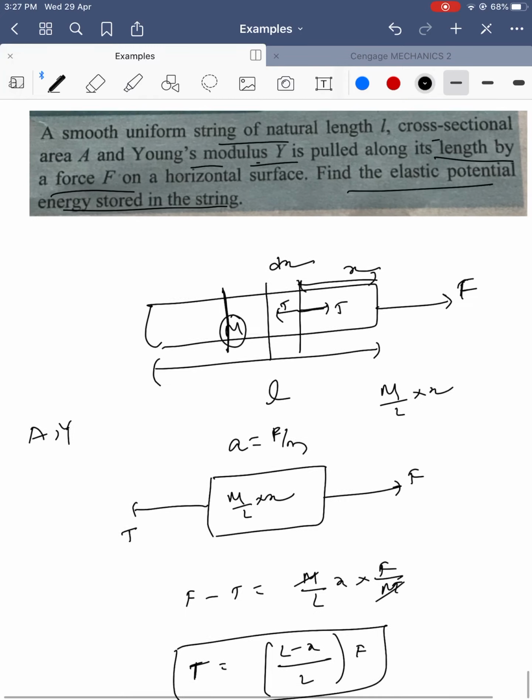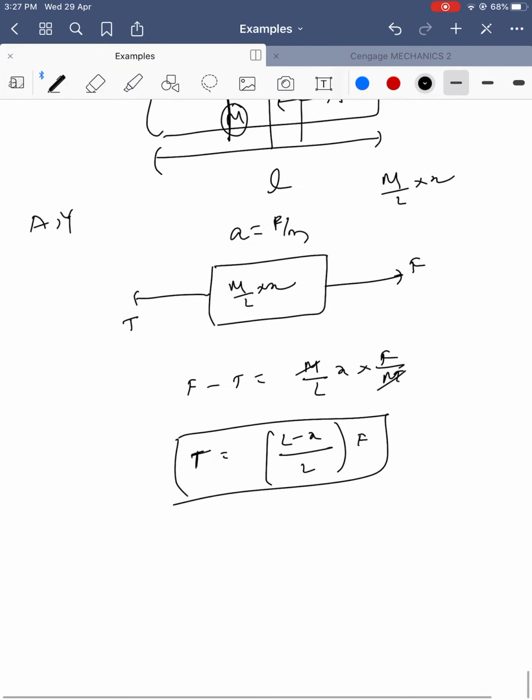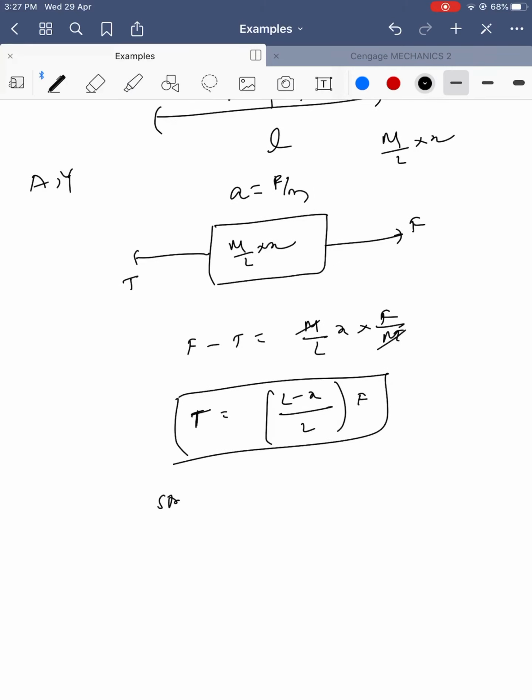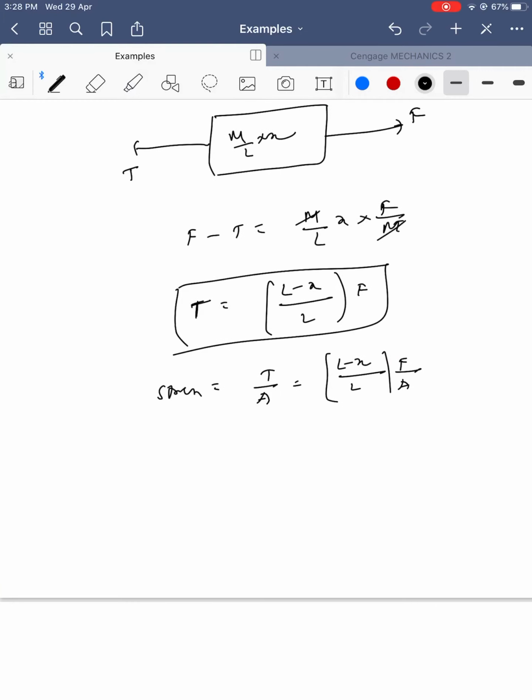If the force value is changing, then we cannot directly write the formula for potential energy, because stress is nothing but tension by area. Tension is L minus x by L into F by area. It changes with position, so we cannot directly solve it; we have to do integration. What is the potential energy? dU is equal to 1 by 2Y into the integral of stress square into dV.